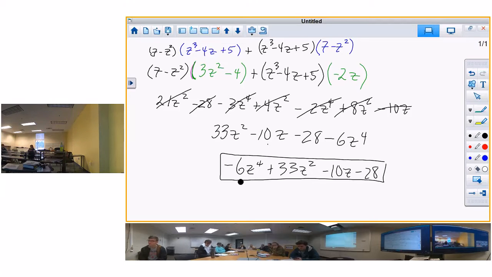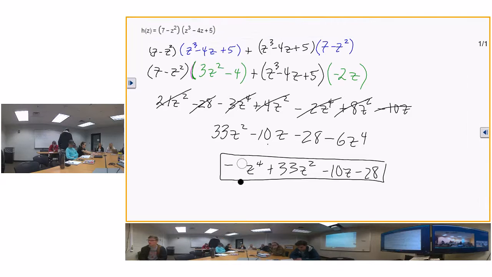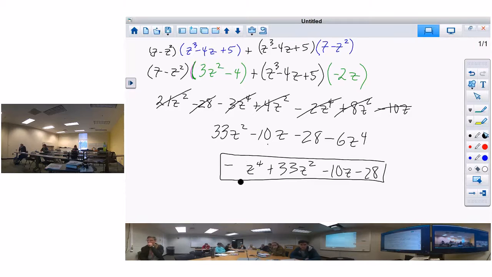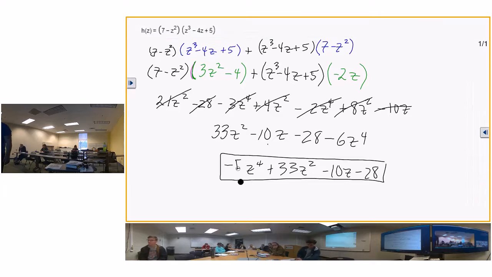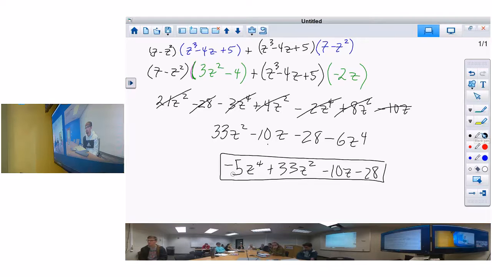So it's supposed to be negative 5z. Well, I think that's what you were telling me, Mr. Miyagi, wasn't it? Yes, sir. Or somebody was. So 2 plus 3 is not 2 times 3. Sorry. I do that every once in a while just to show y'all that people make mistakes.